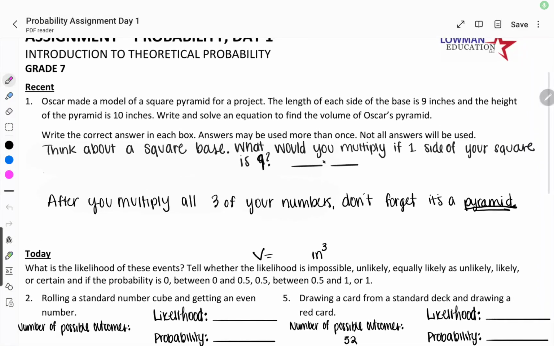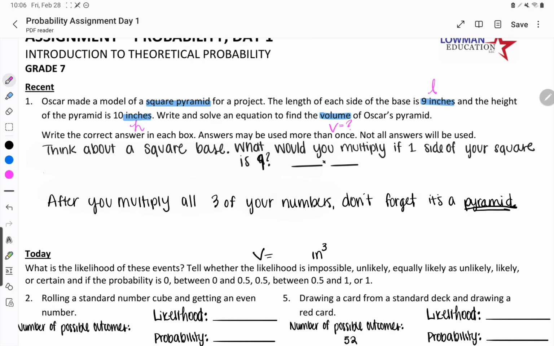First question says, Oscar made a model of a square pyramid for a project. The length of each side of the base is 9 inches. And the height is 10 inches. Write and solve to find the volume of Oscar's pyramid. Okay, so think about a square base.